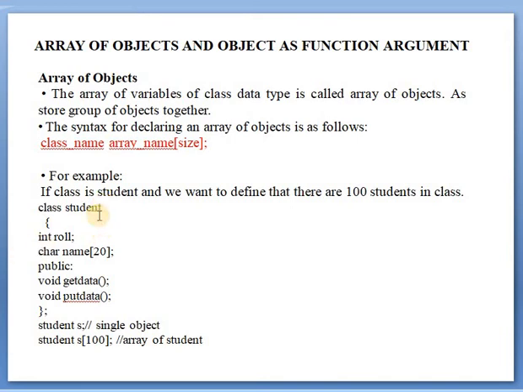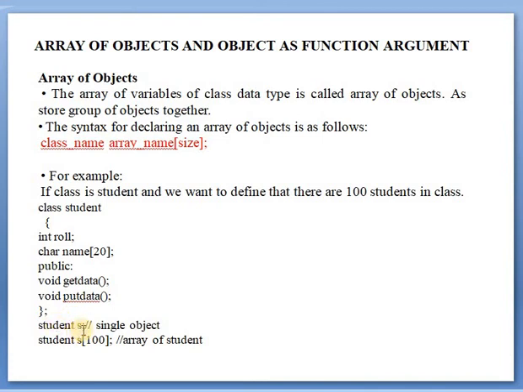So see here, the class is student, and roll number and name are both data members of the class student. Both are private by default. In the public access modifier, see here getdata and putdata. These two are member functions of the class student. Getdata is used to get the data from the student, and putdata is used to display the information taken from the student. Now see here, student S is a single object. So S is an object of class student.